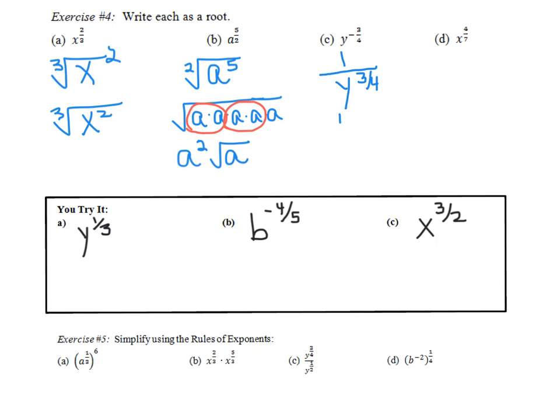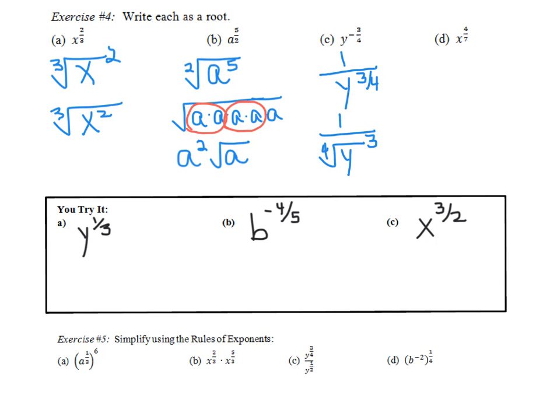So equivalently, as a root expression, this would be 1 over, the root number, the bottom number of the exponent in the denominator, is a 4. So this would be the 4th root of y to the 3rd. And again, the 3rd can either go outside the root sign or with the y underneath the root sign.